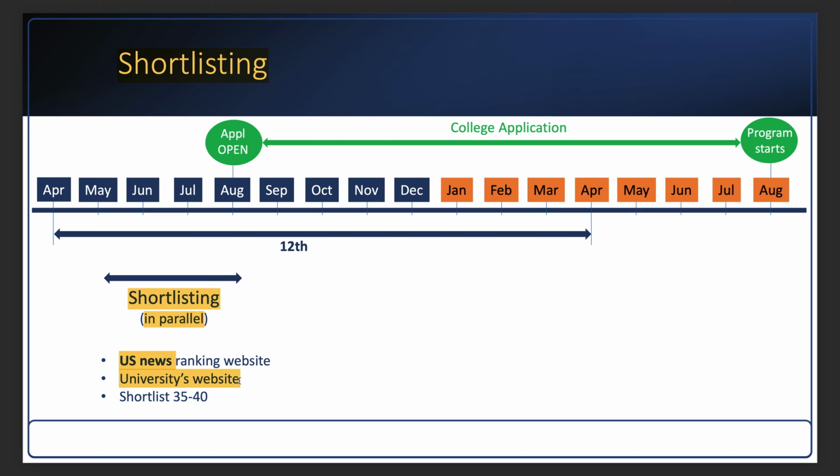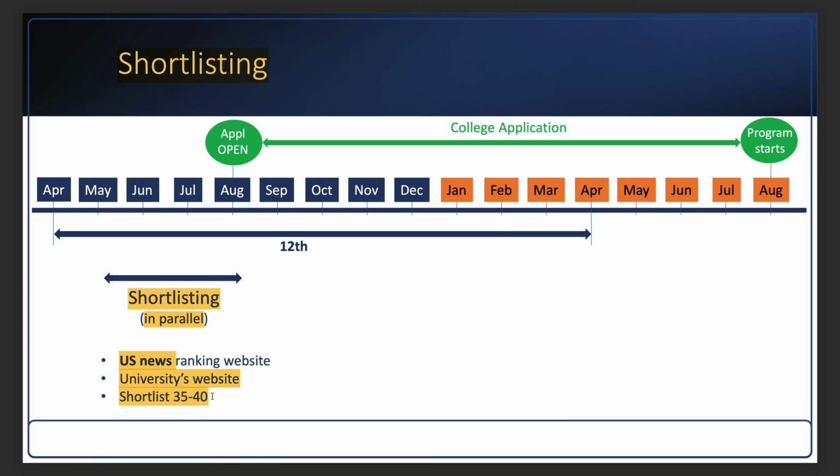Look into the programs that you want to apply to, the choices universities are offering, or the location, or the weather, or any other factor that is important to you, and shortlist 35 to 40 colleges based on your criteria, and later you can cherry pick maybe 10-15 out of that first list of shortlisted 35-40 colleges.